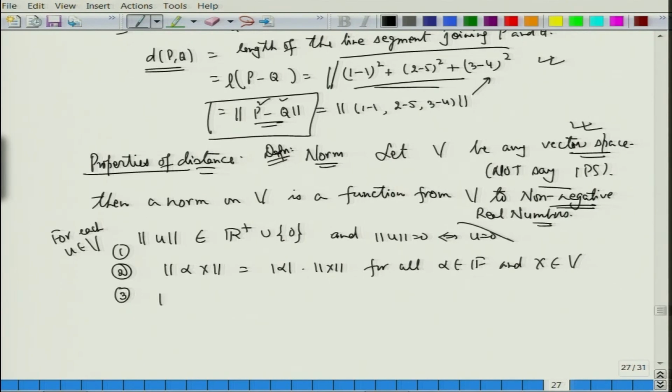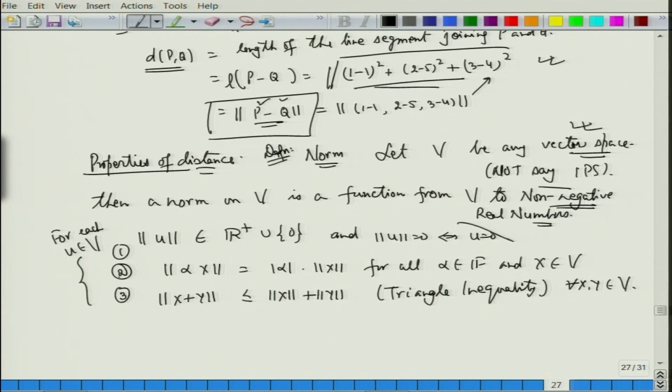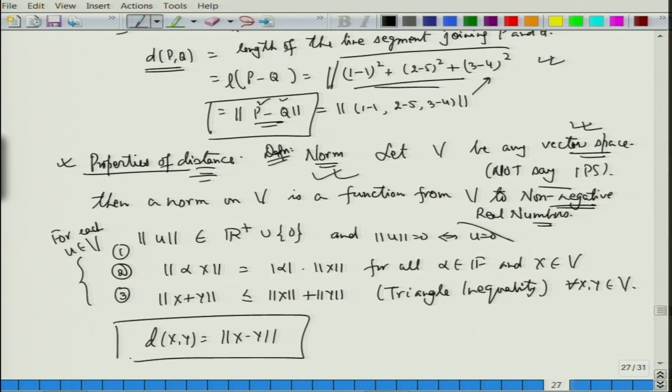3, what we need is the triangle inequality, that norm of x plus y should be less than or equal to norm of x plus norm of y, all right, the triangle inequality, for all x, y belonging to V. This is what we need for a norm, all right. Now, using this norm, we have this definition of distance, which is the distance between x and y is nothing but norm of x minus y. Is that okay?